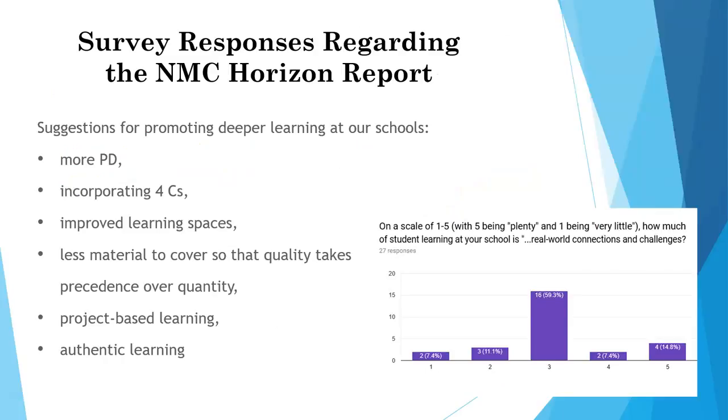These are some of the survey responses you gave regarding the NMC Horizon Report. Some of your suggestions for promoting deeper learning included more professional development, incorporating the 4 C's, improved learning spaces, less material to cover so that quality takes precedence over quantity, project-based learning, and authentic learning. In fact, when asked how much of student learning involved real-world connections, the majority said that you did so sometimes, a rating of 3 on a scale of 1 to 5.